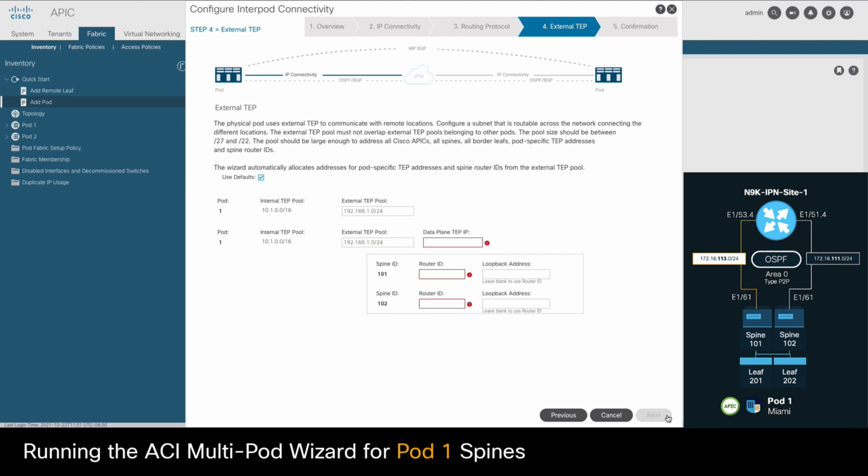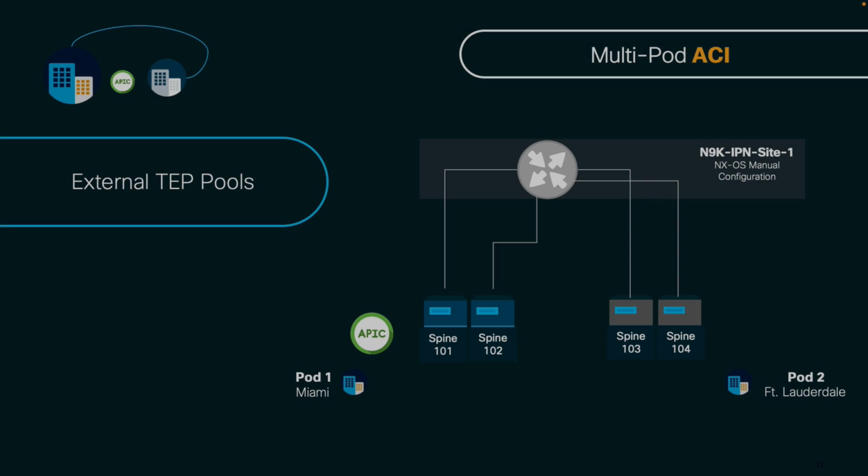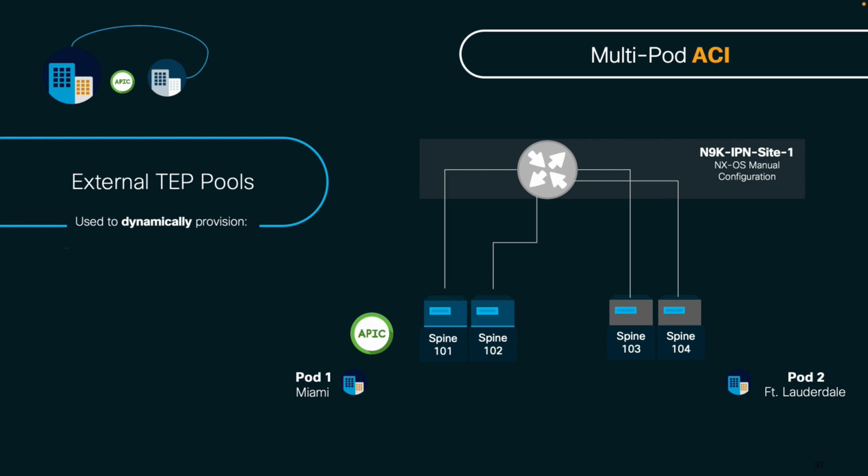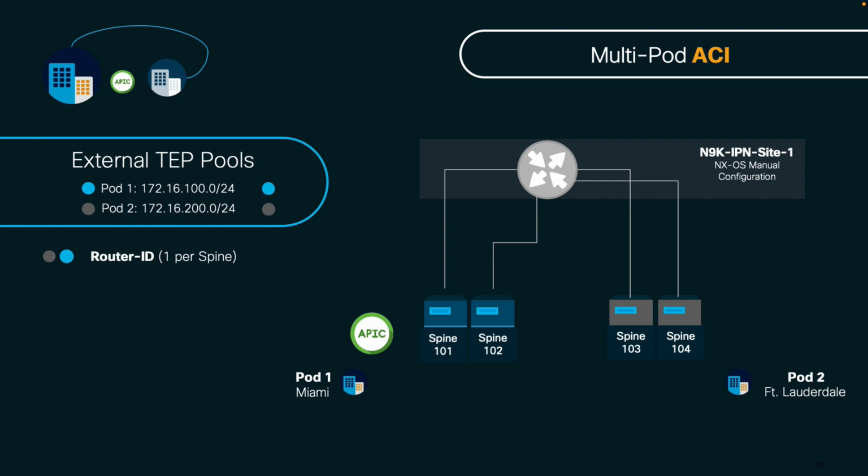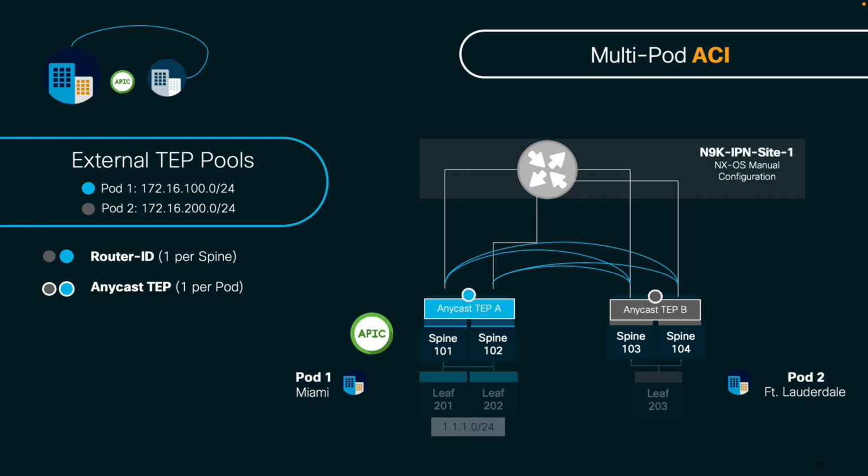Let's now click Next, and now, to finalize configuring our pod 1 spines on the Miami site, we need to specify the external TEP pool. The external TEP pool will be used to dynamically assign a router ID to each spine node, and a common address representing all the spines in the pod, which is also known as the Anycast TEP address. The router ID is used to establish MP-BGP EVPN peerings with other pods, while the Anycast TEP address will be used to serve as next hop for all the EVPN prefixes it advertises to other pods.